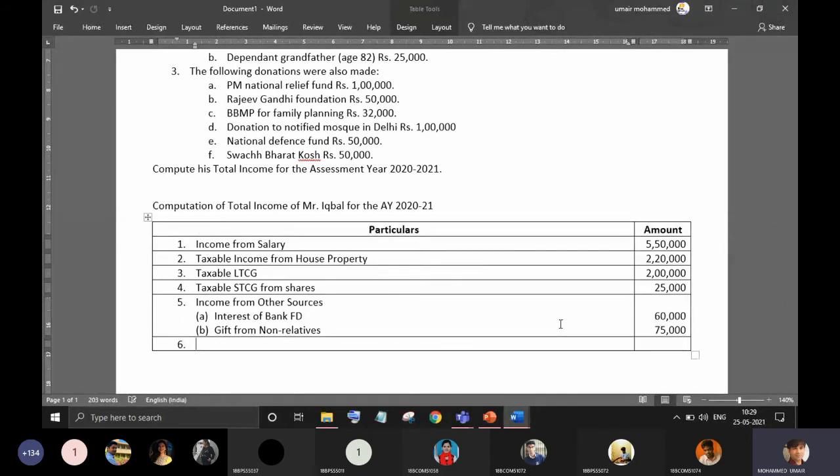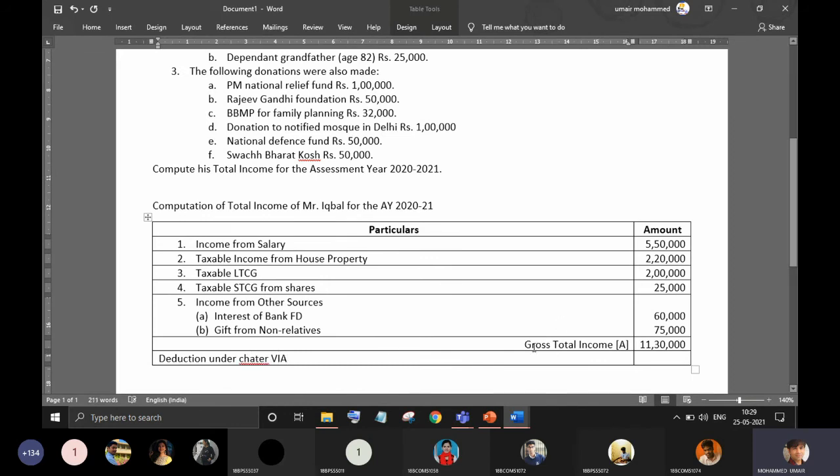So the outcome of this step is called gross total income. So 11,30,000. Next, apply deductions. Deductions under Chapter 6A of Income Tax Act. One by one, let's apply.